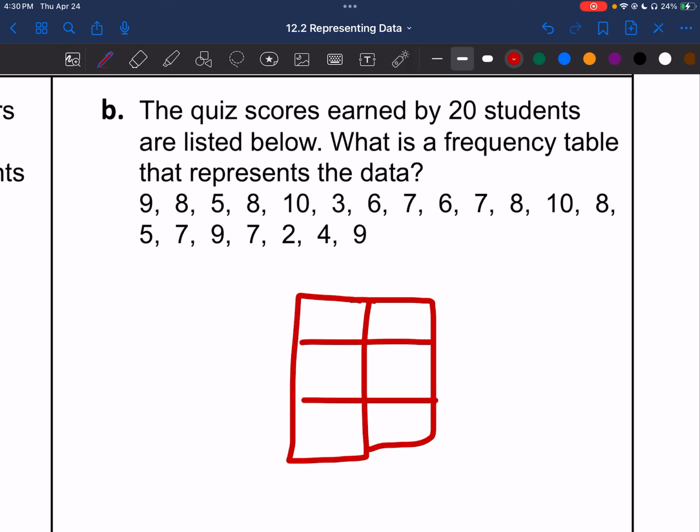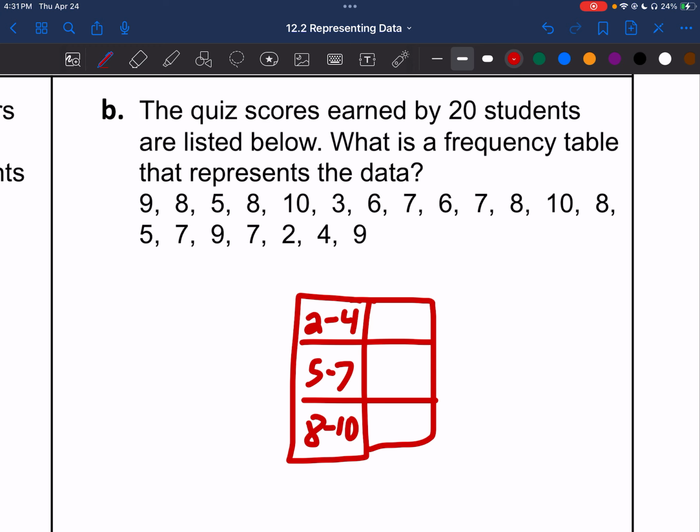It doesn't specify what we should use, but I see 10 is my highest, and it looks like 2 is my lowest. So 10 minus 2 is 8, plus 1 is 9. So let's do groups of 3. So 2 through 4, 5 through 7, 8 through 10.